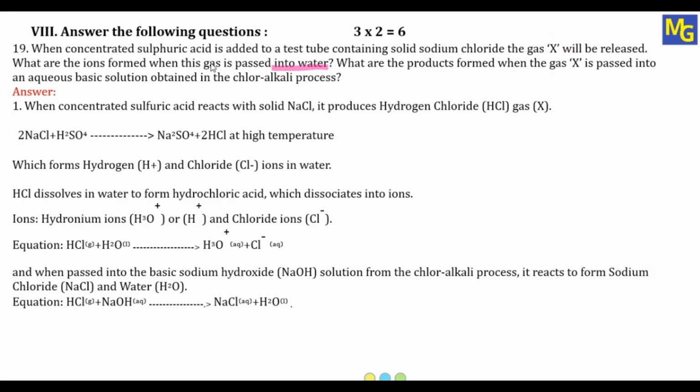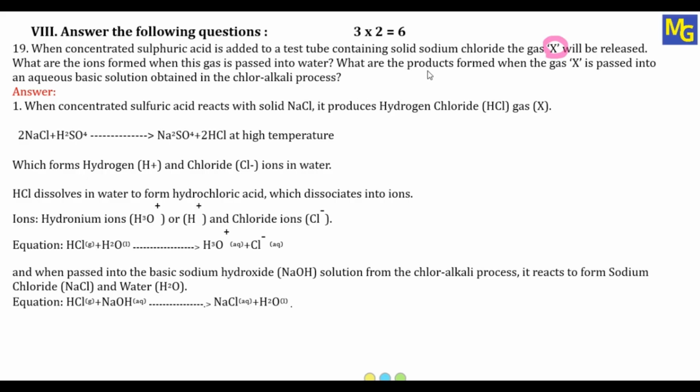So here the question comes. When this gas is passed into the water, what are the ions it will form? So this we have to write. So remember, we have to write the ions produced when the gas is passed into water. But before writing the ions, first we should know which gas. So therefore X we have to find out.